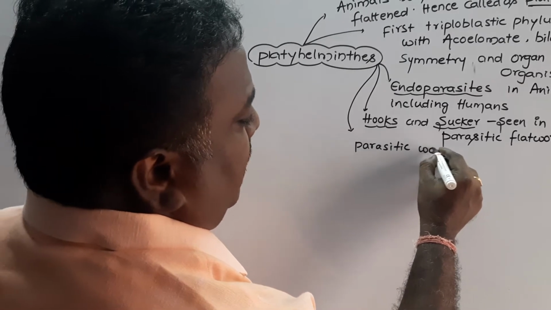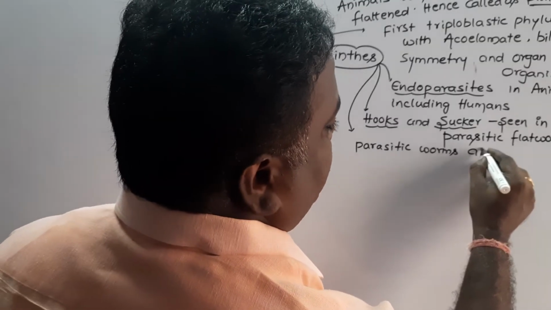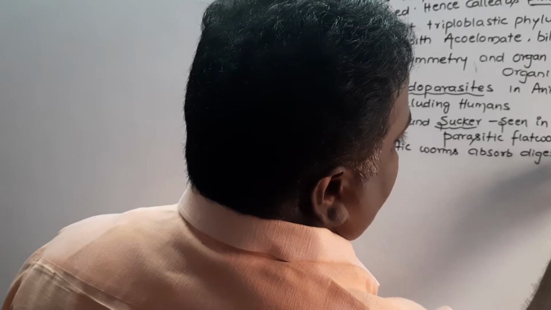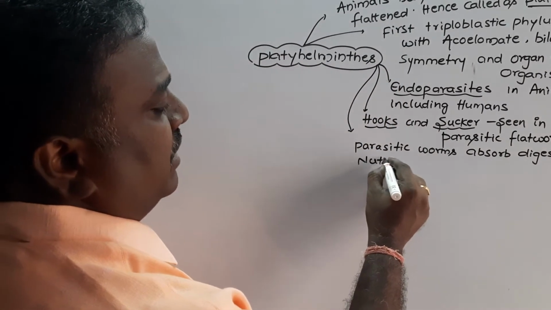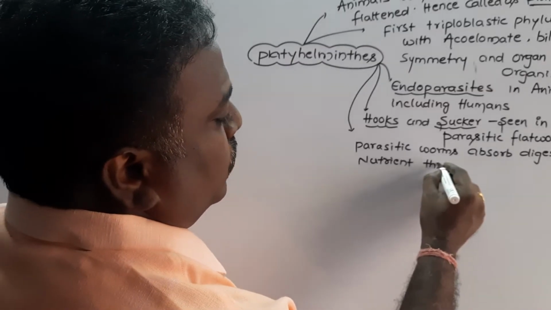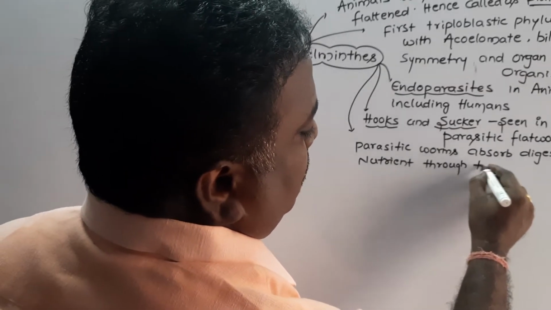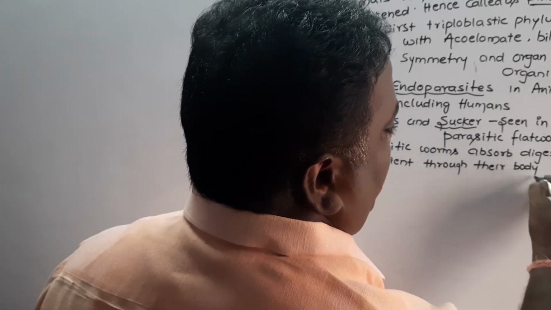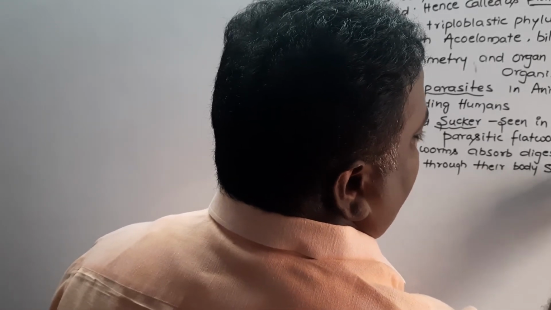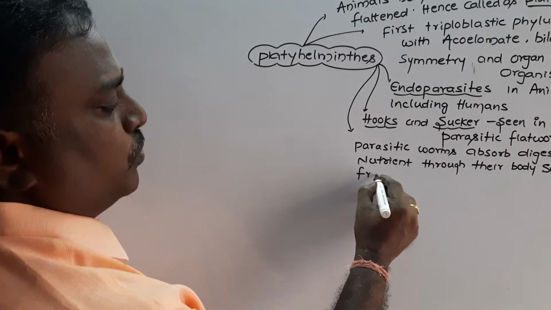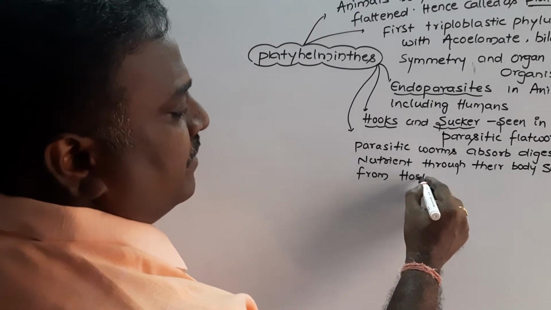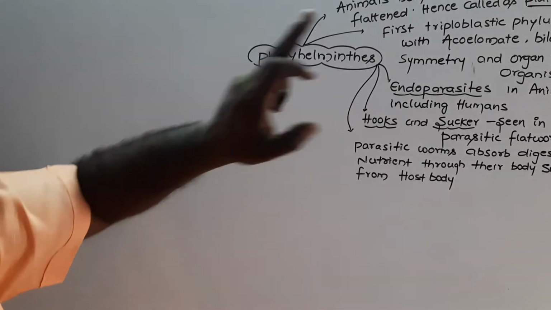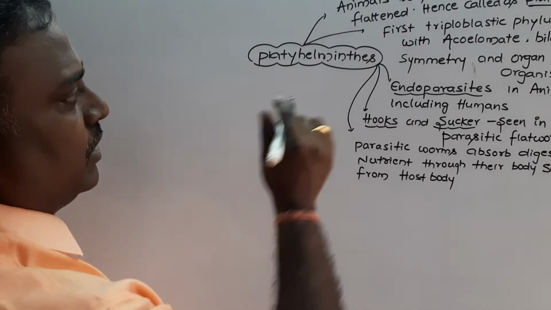The parasitic forms of Platyhelminthes can absorb the digested nutrients. They can easily absorb the digested nutrients through their body surface. The parasite absorbs the digested nutrients through its body surface from the host body. So from the host body, the parasite can easily absorb the digested nutrients. Like that, the parasite's body is present in the host.